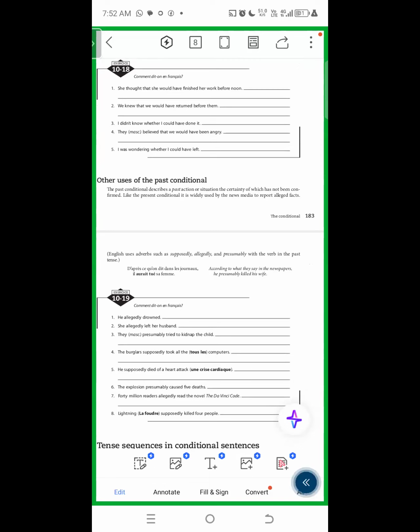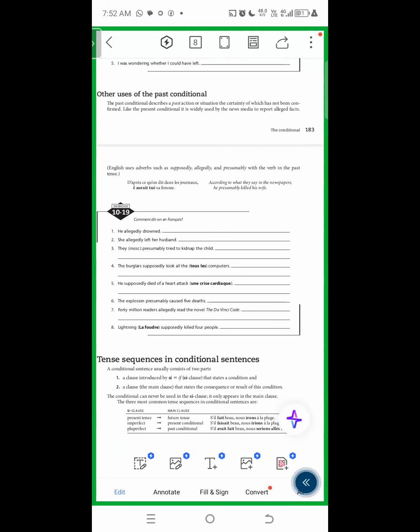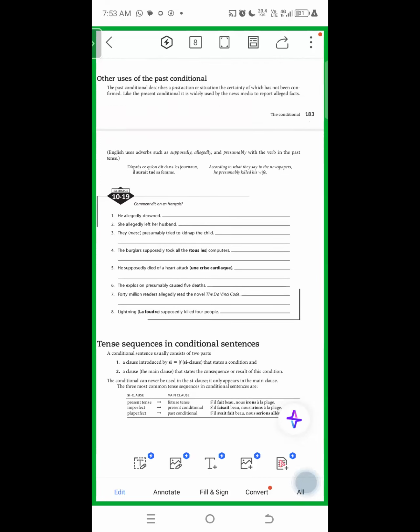Now, the final usage which we are looking at this morning is that the past conditional describes past actions or situations, whereas the indicative, remember, will give you certainty, which is fact. Now, d'après ce qu'ont dit les journaux, il aurait tué sa femme. This is journalistic again. He presumably killed his wife. But this is the past. So basically a replicate of what we have seen.